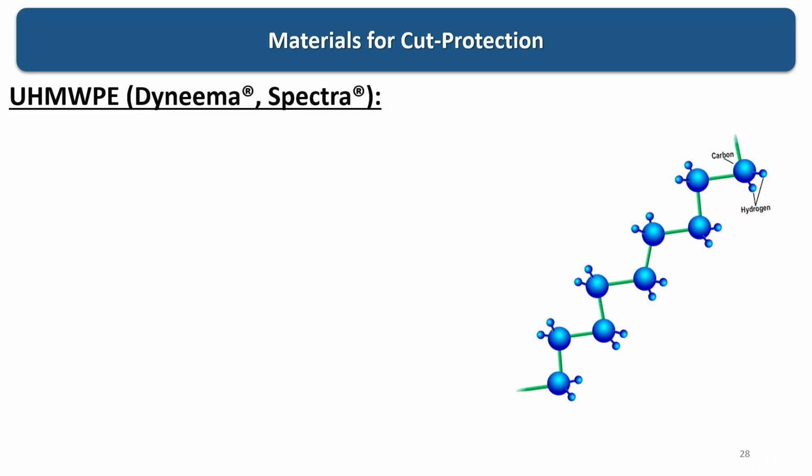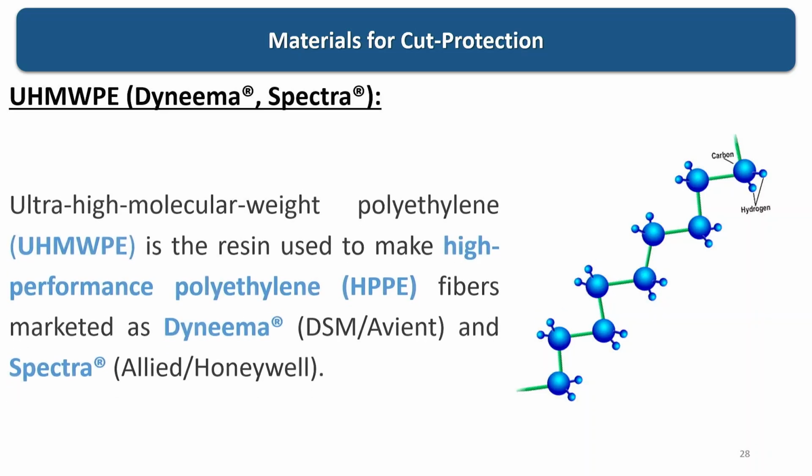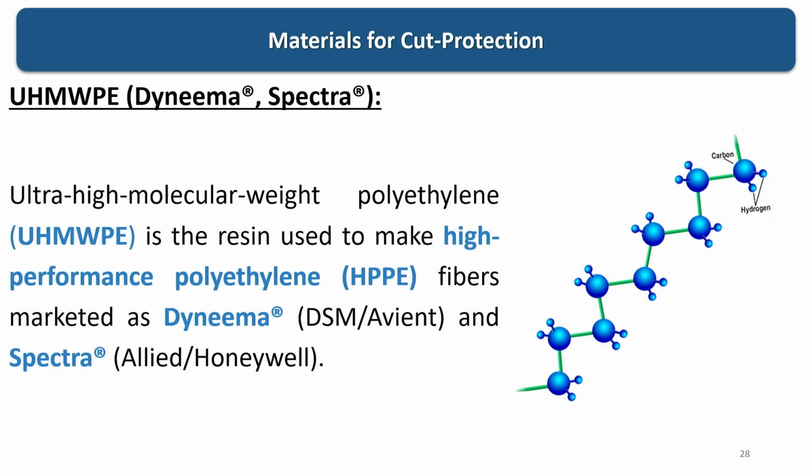Next material is ultra high molecular weight polyethylene. The industry trade names of some commercial fibers, Dyneema and Spectra, are very commonly used. This ultra high molecular weight polyethylene is a resin used to make high performance polyethylene, HPPE, fibers marketed as Dyneema by DSM and Spectra by Honeywell Allied.